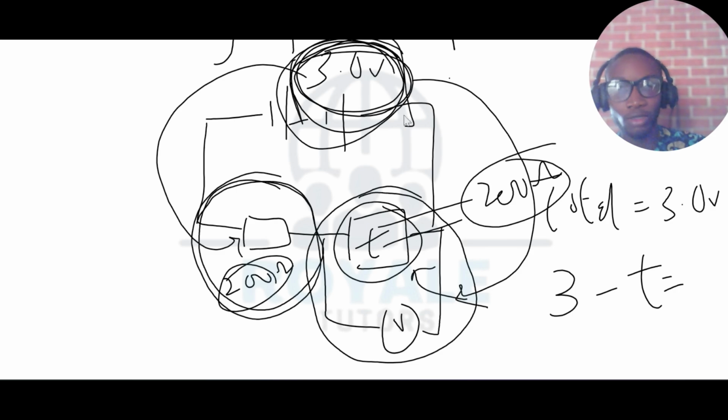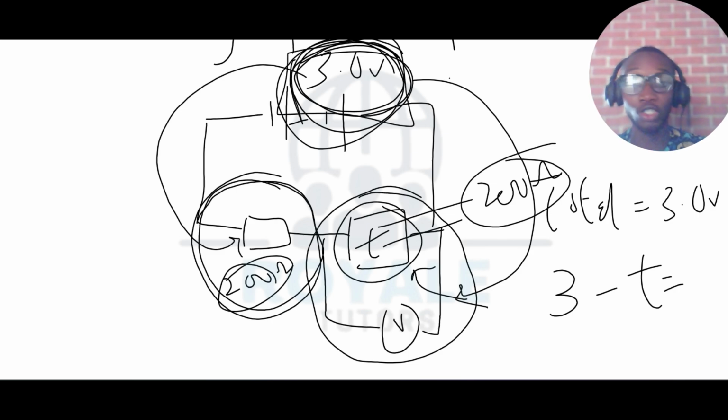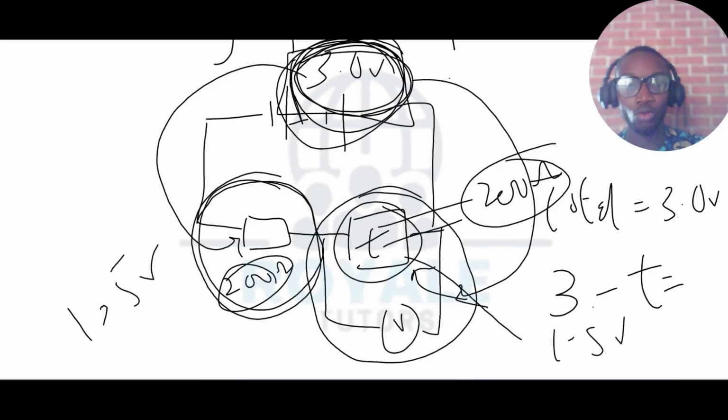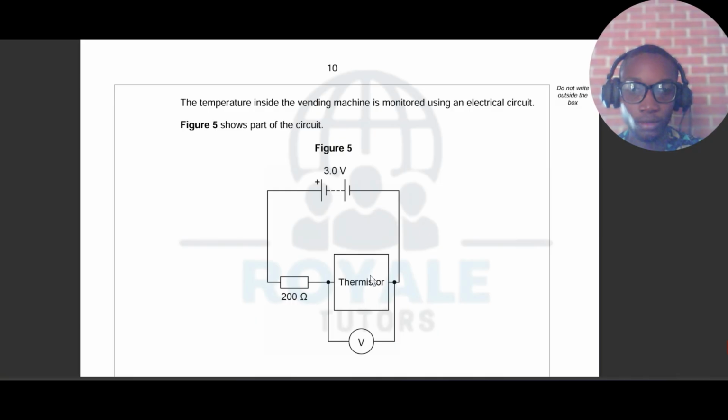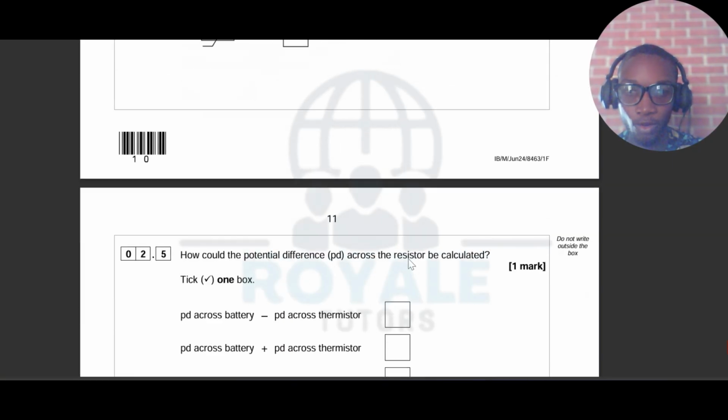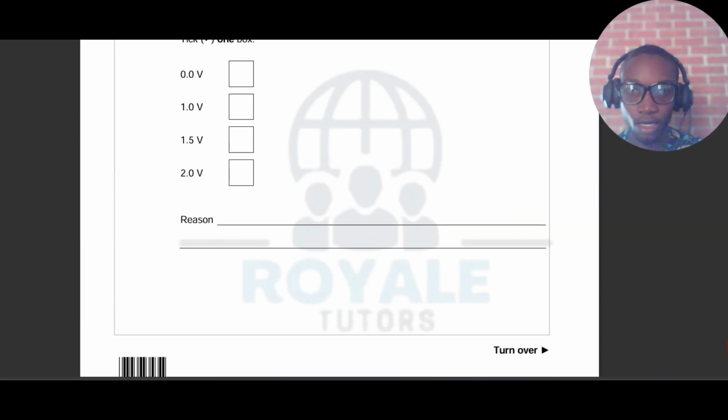And because they just have 3 volts to share, they're going to share it equally. So this one is going to take 1.5, and this one is also going to take 1.5. So 1.5 volts would be our answer. Let's look for 1.5 here. So that's here. This is our answer. And what's the reason at this point? The reason is because the thermistor shares the same resistance as the resistor. It's as simple as that.